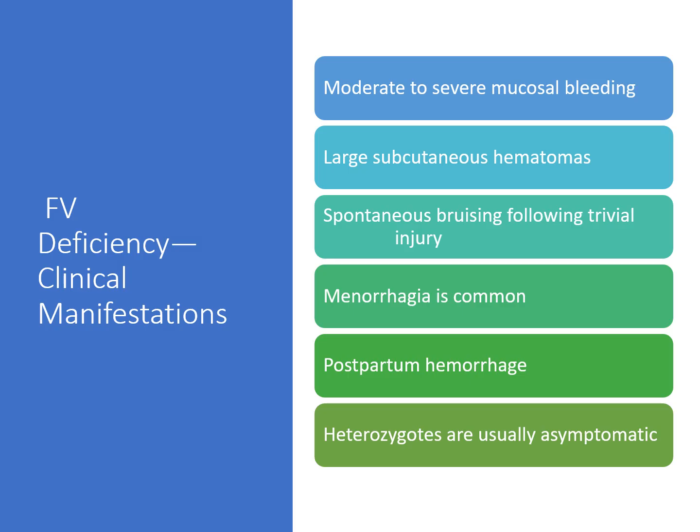Menorrhagia, again, is common in factor V deficiencies. And women who are postpartum may have postpartum hemorrhage occur. Typically, patients who are heterozygous for this inheritance pattern are usually asymptomatic, and that's because they have enough factor V to carry on normal hemostasis in normal circumstances, unless there's a large event, such as a surgery or maybe pregnancy and delivery.